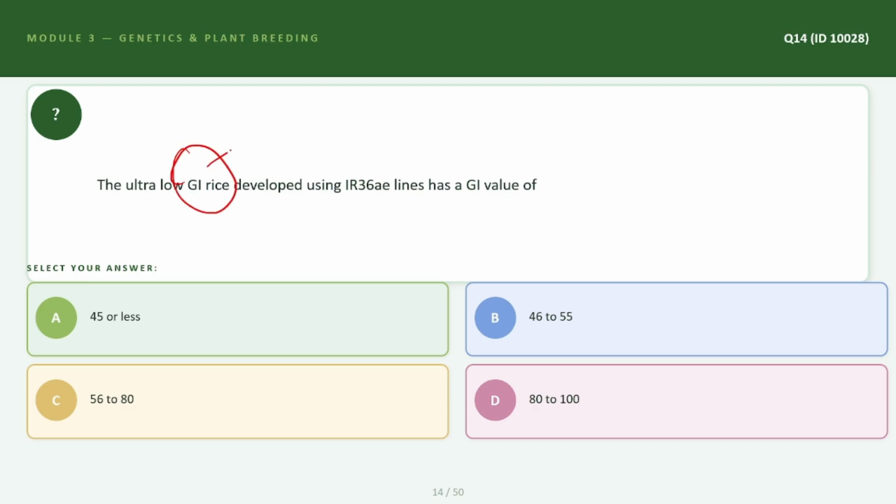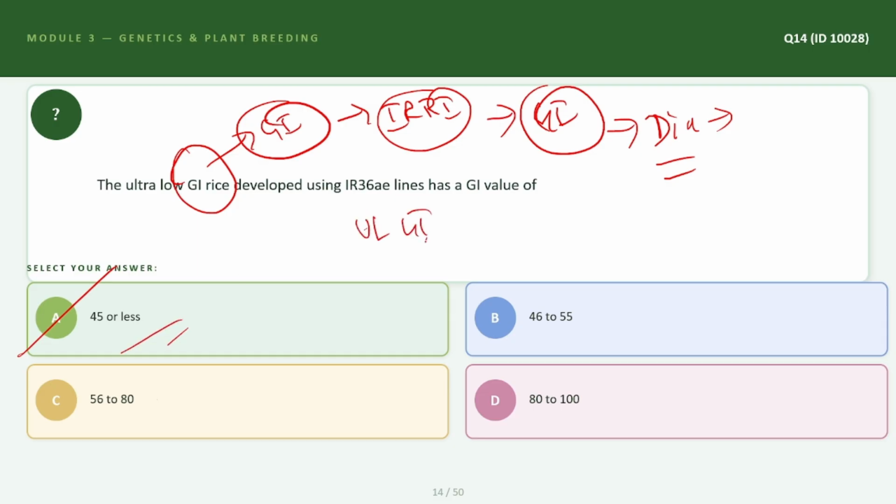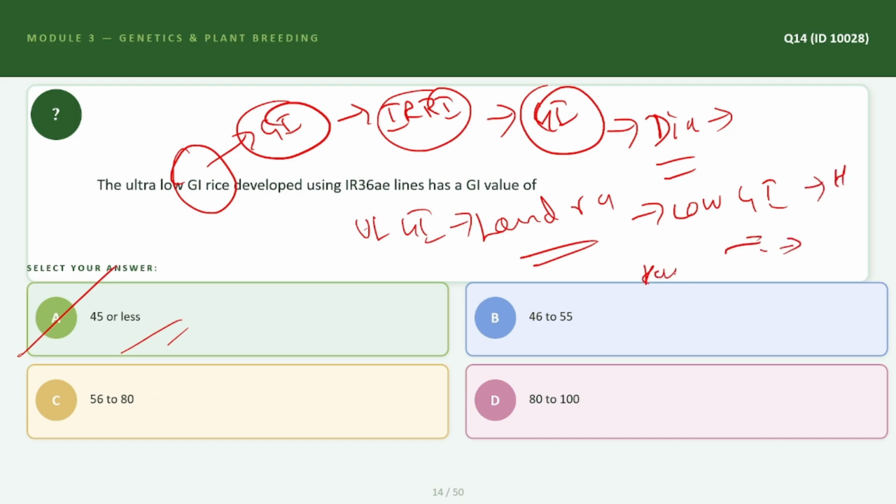Then this is again a glycemic index based question. If you read a paper published by IRRI about glycemic index, low glycemic index is mainly important for type 2 diabetes patients. If you read that paper, you will easily get it, less than 45 or so means ultra low GI. Right. And you should also remember which landraces have low GI, high protein, high iron and zinc. There is Kalanamak rice having high anthocyanin content. Like this, you have to remember landraces and their economic importance and important quality traits.